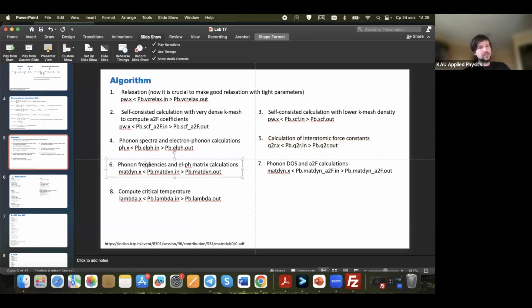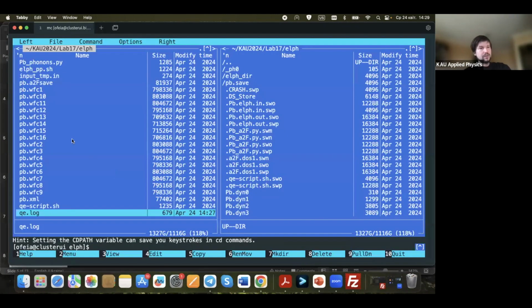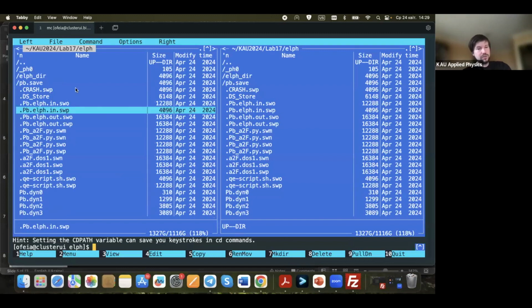And now in our algorithm, we have successfully finished this step. Now we are going to the next step. We have to calculate the dynamical matrix to get the phonon dispersion, and then we have to get this electron-phonon broadening. So let's make this calculation.